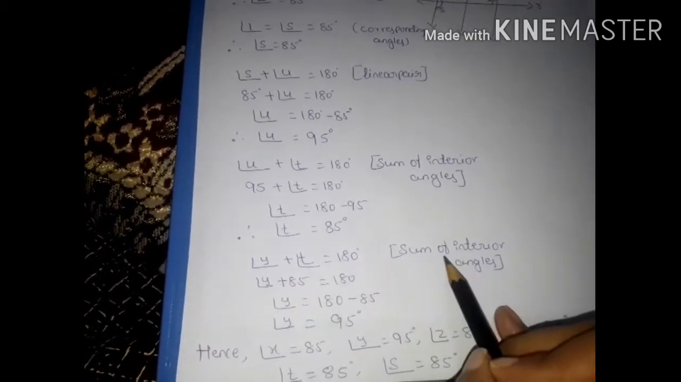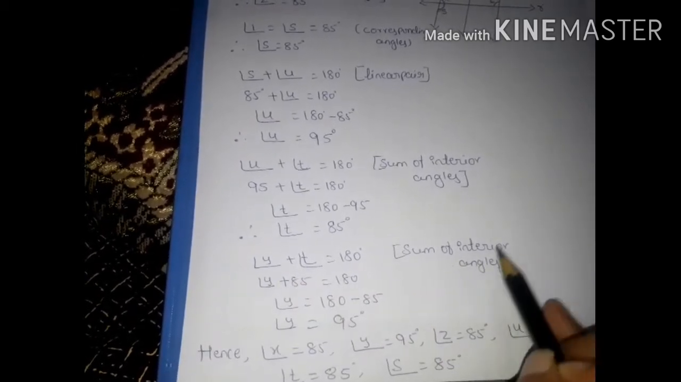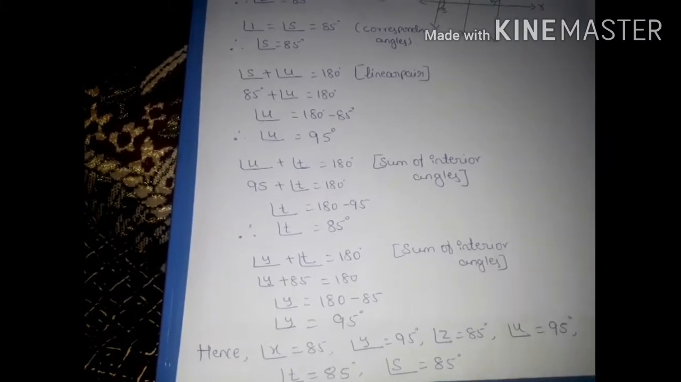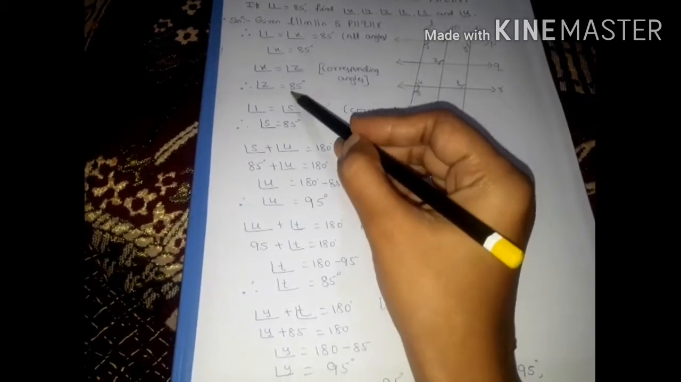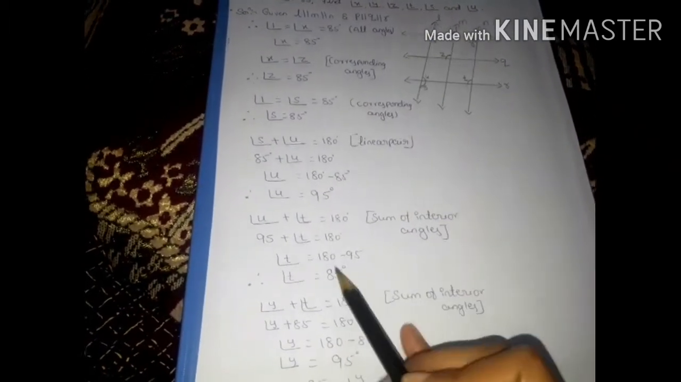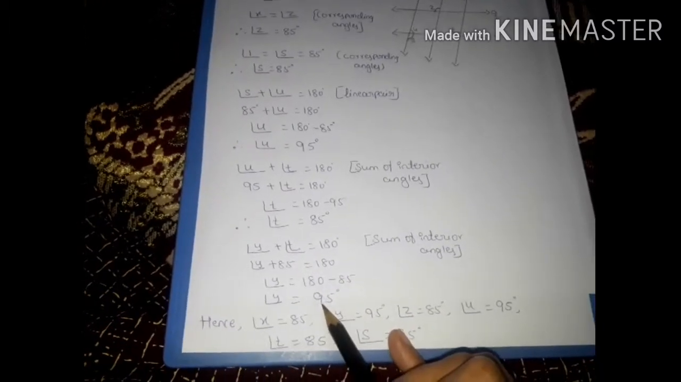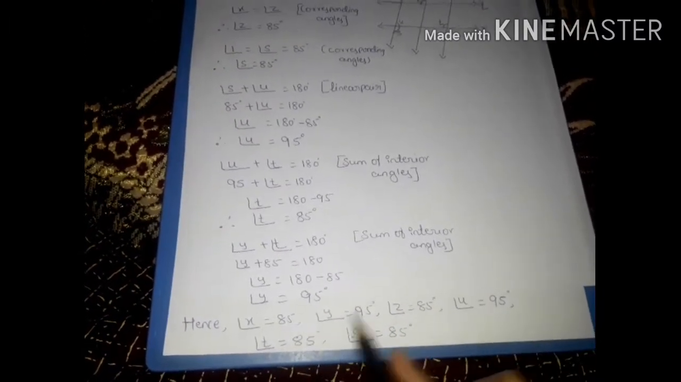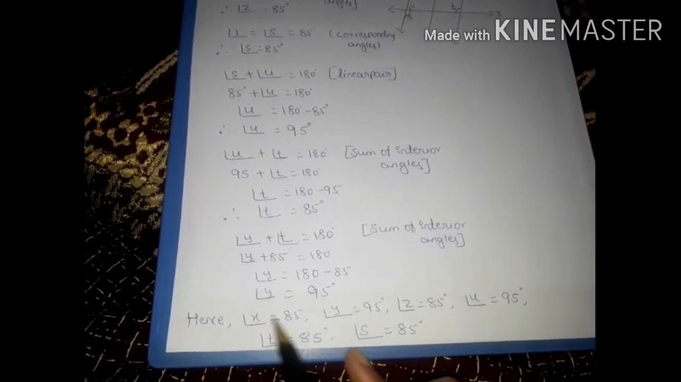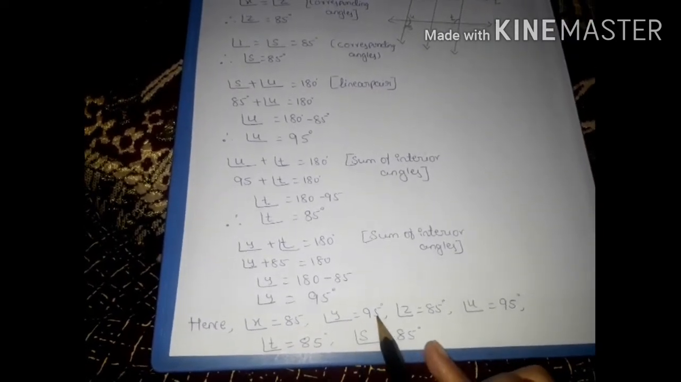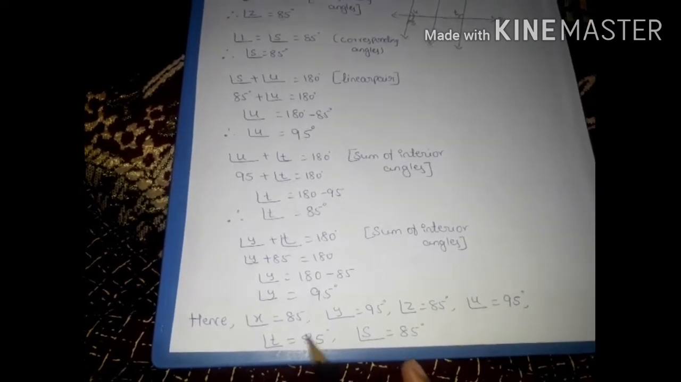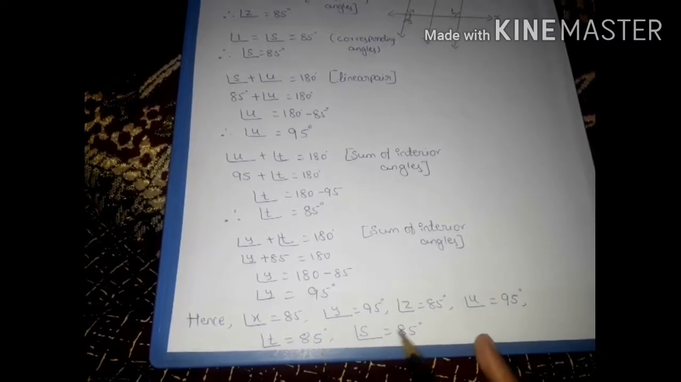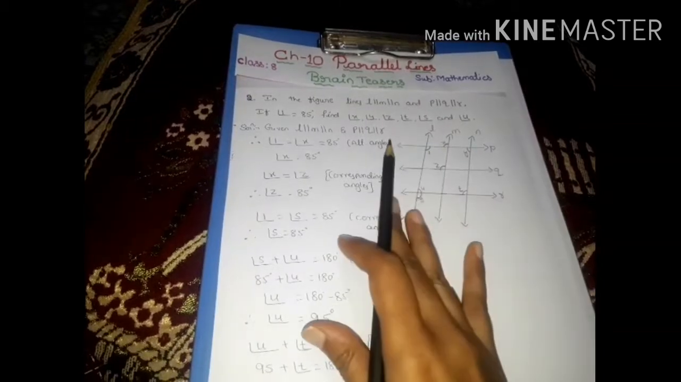You have to give a reason: sum of interior angles on the same side of the transversal are supplementary. Okay, now we got all the values. X value we got, Z, S, U, T and also Y. So hence all the angles you have to write at last. Angle X equal to 85 degrees, angle Y equal to 95 degrees, angle Z we got 85 degrees, angle U 95 degrees, angle T and angle S we got 85 degrees. Then we got all the angles from this question.